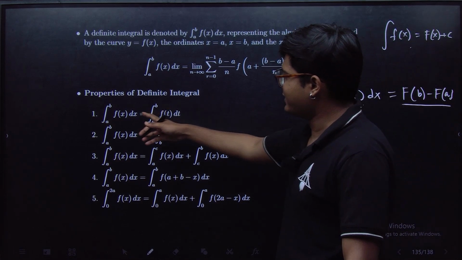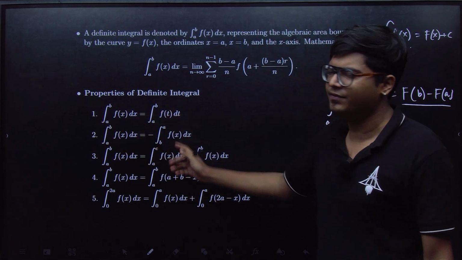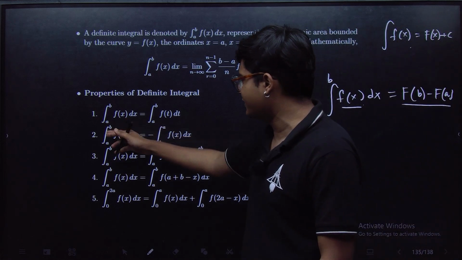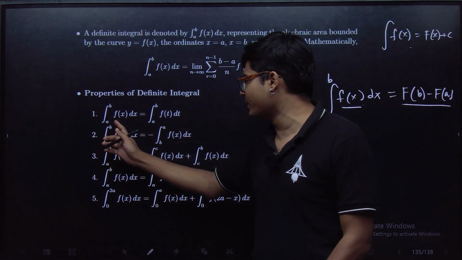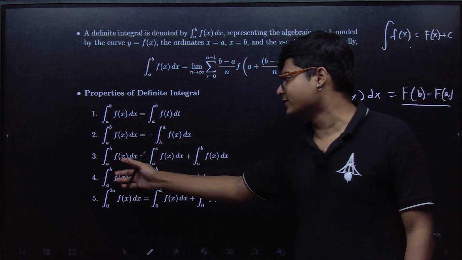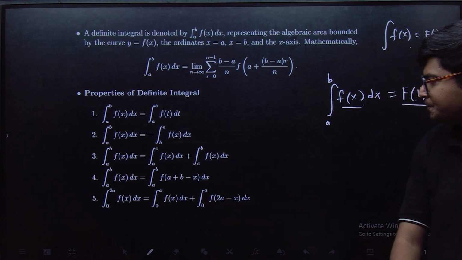This variable is basically a dummy variable, right? So you can always change the variable. So integral a to b f(x) dx is nothing but integral a to b f(t) dt, right? Second is, if you switch the order of the limits, if you interchange them, you need a minus sign, right? So integral a to b is minus integral b to a, okay? Third is, you can always split this integral. So integral a to b is written as a to c f(x) plus c to b f(x), all right?